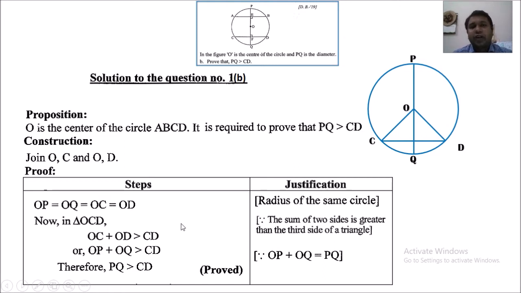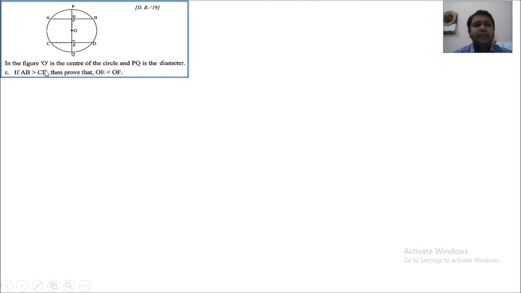Okay, now we can go to number C. If AB is greater than CD in this figure, then we have to prove that OE is smaller than OF. OE and OF are perpendicular distances, as given in the figure. So if AB is greater than CD, it is required to prove that OE is smaller than OF.